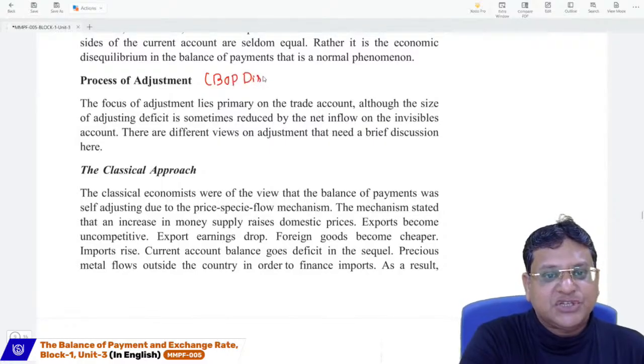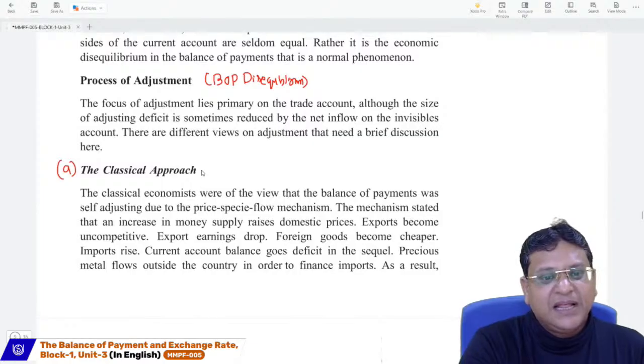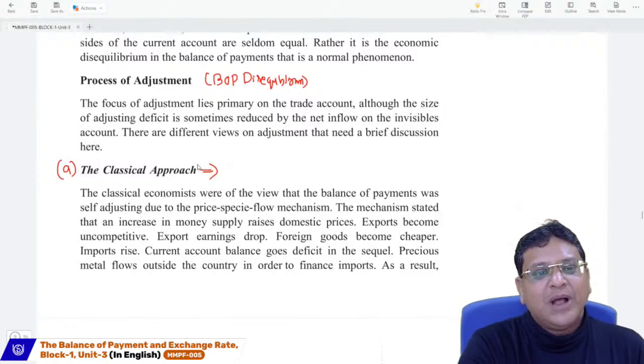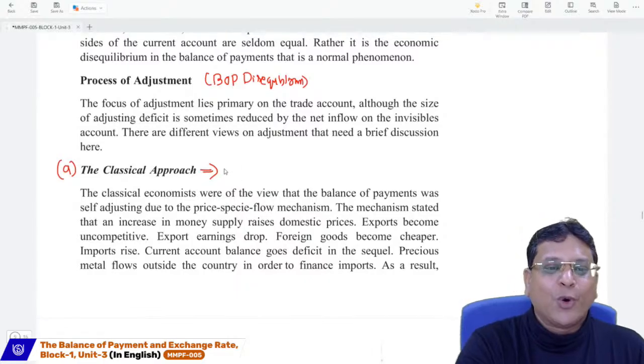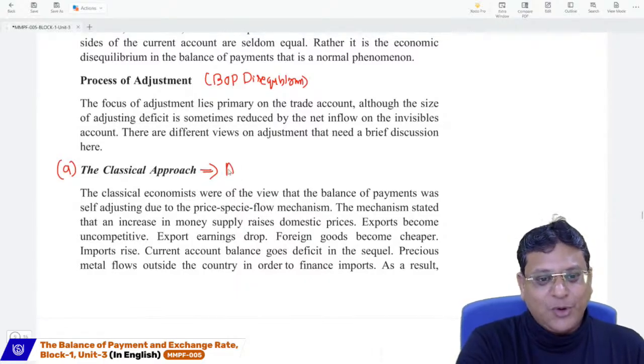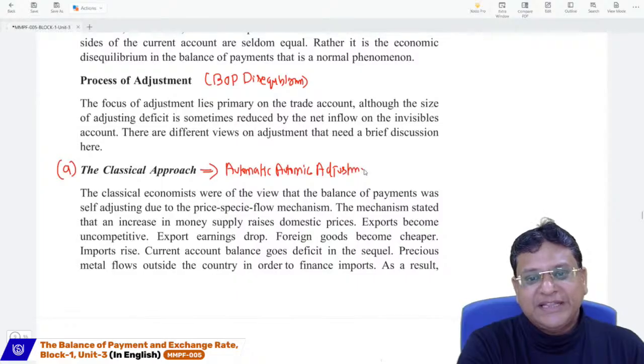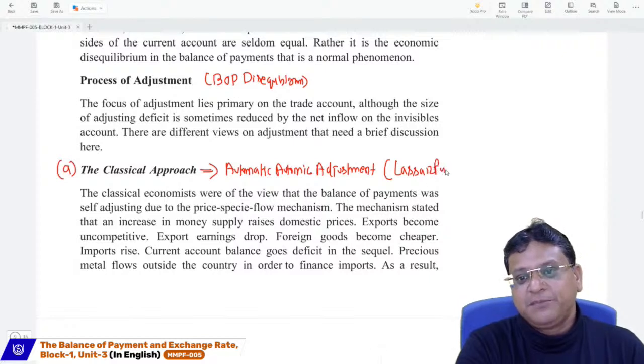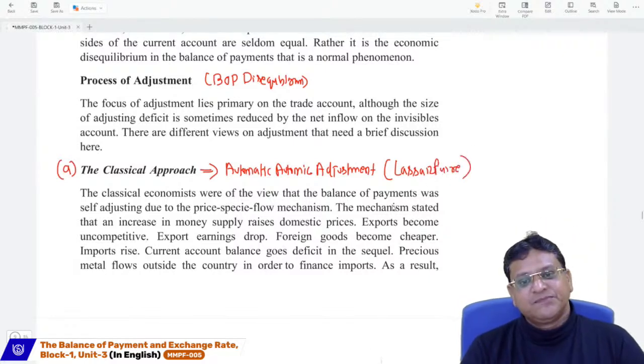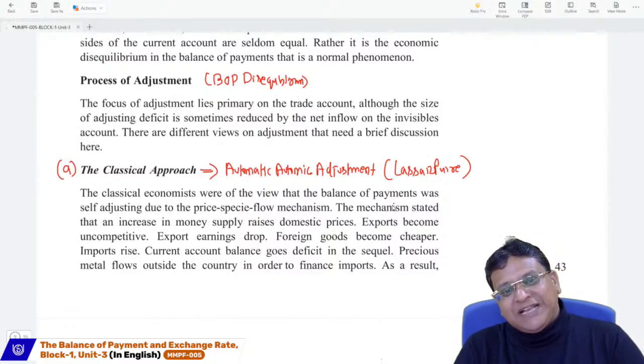BOP disequilibrium adjustment: three approaches. What are the three approaches? First one is the classical approach. This approach tells that you should not do anything to adjust the BOP. It will be automatically adjusted. Automatic adjustment of BOP. The government should not do anything. Government should follow a policy of laissez-faire. Laissez-faire means government should not do anything, and BOP will be automatically adjusted.